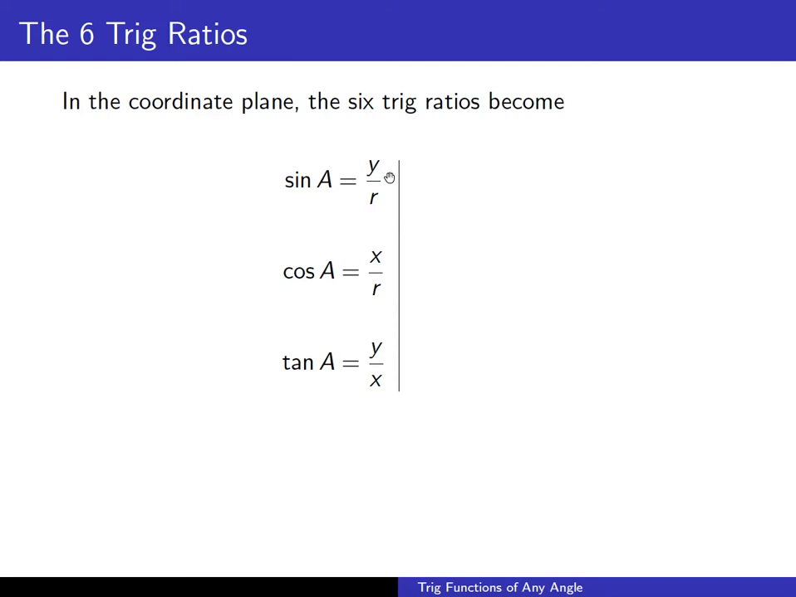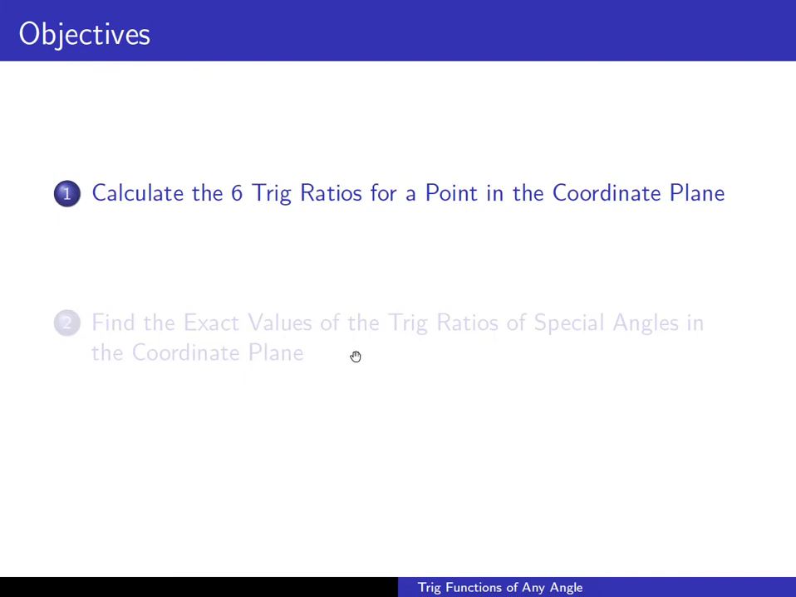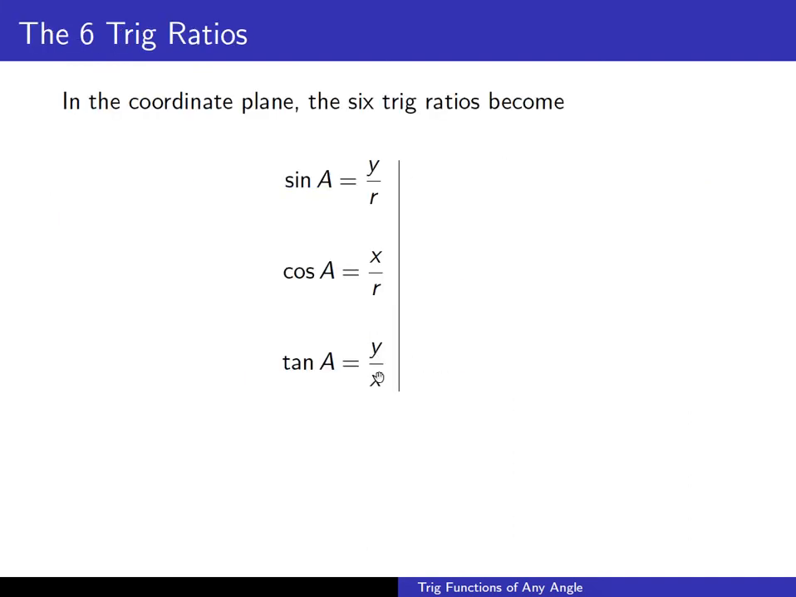So the opposite over hypotenuse for sine in the coordinate plane now becomes the y coordinate divided by the radius, or the value of r. Cosine was adjacent over hypotenuse, and in the coordinate plane, the adjacent side is x, the hypotenuse is r, so cosine is x over r. And the tangent was opposite over adjacent, which becomes y coordinate over x coordinate.